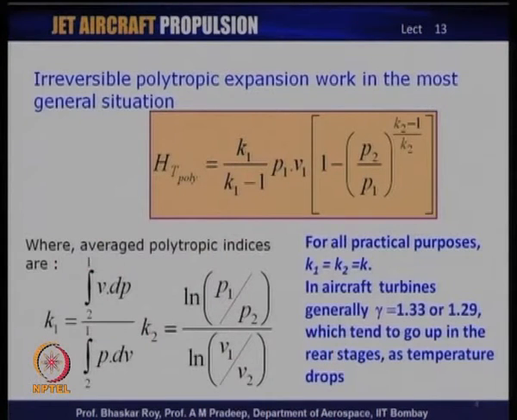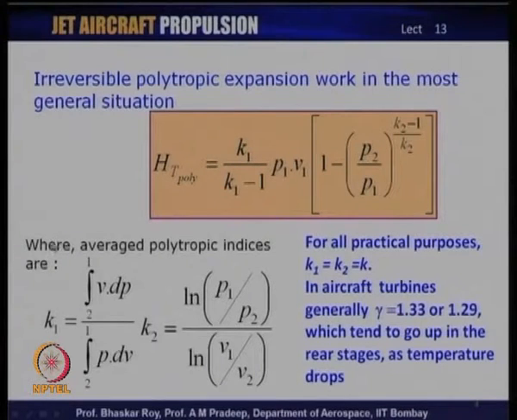If we write down the irreversible polytropic expansion, the earlier one we wrote down was reversible polytropic expansion. In the most general case, we can say that H_t polytropic will be given by K1 divided by (K1 minus 1), whole thing to the power, P1 V1, and then whole thing multiplied by 1 minus (P2 by P1) to the power (K2 minus K1) by K2.